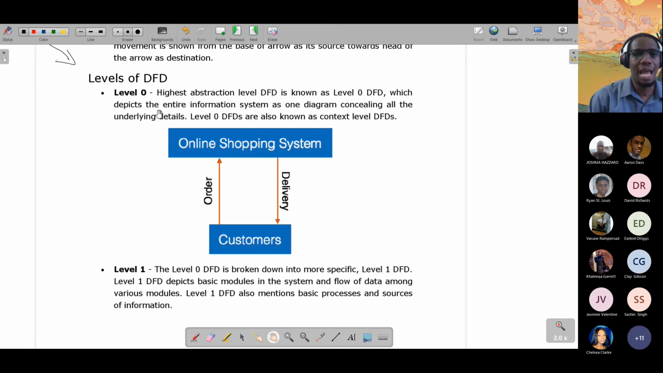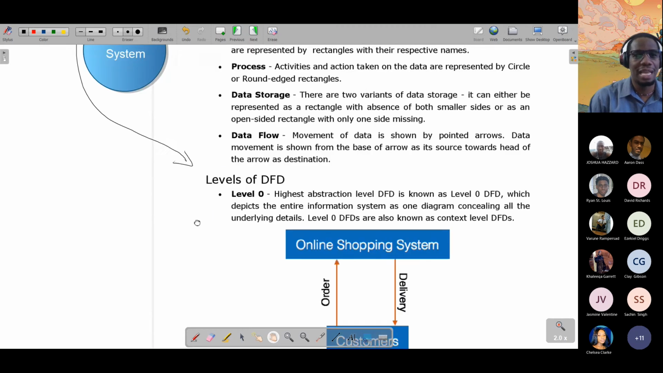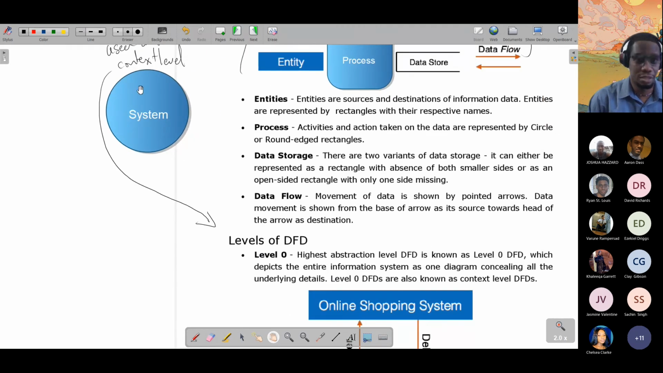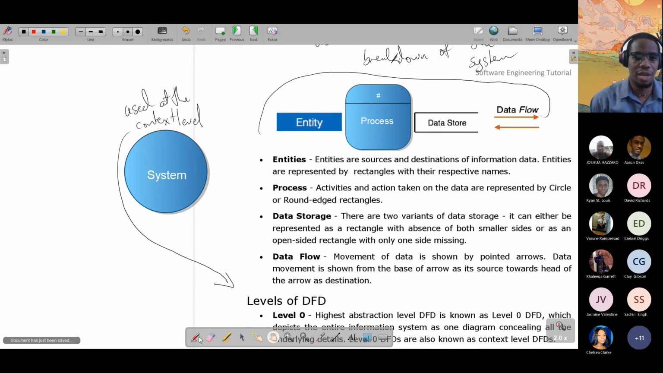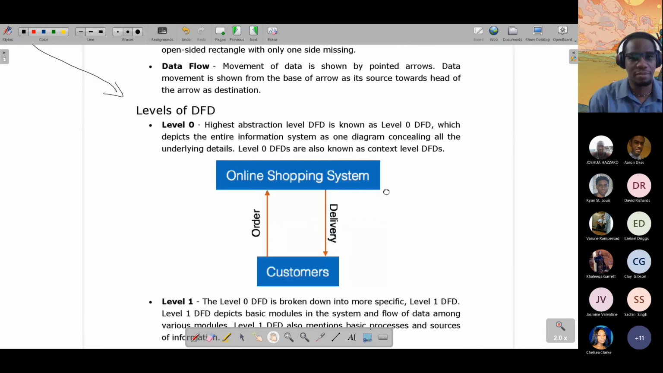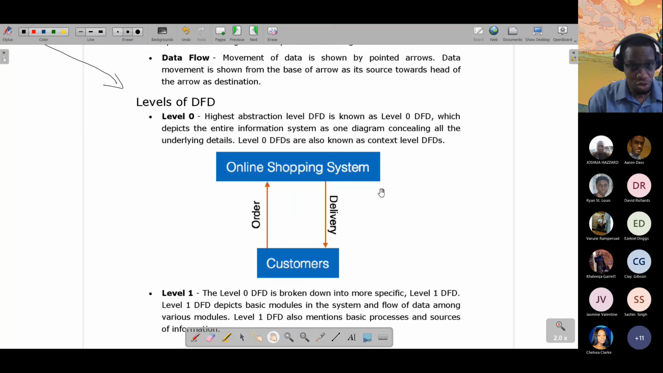All right? So we have some levels of DFDs, and this level 0 is the context level. I know that in IT, I think they separate the context level and level 0, not so? Yes or no? Yes, sir, I think it's the same. So at the context level is level 0. Okay, good. So let's roll with that.